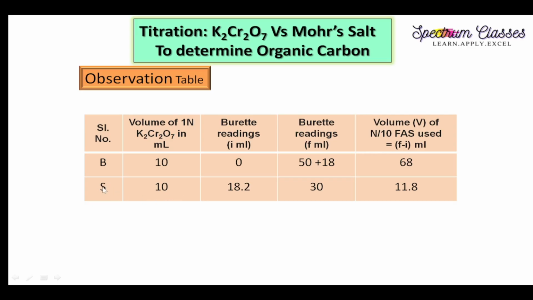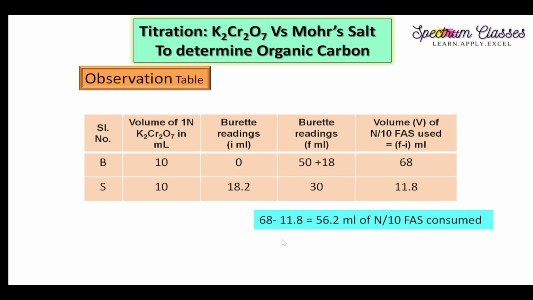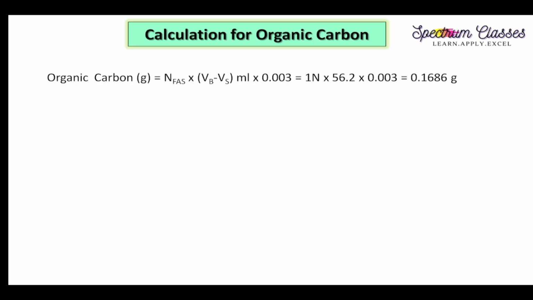Here for this sample, 10 ml of K2Cr2O7 is added, and this much amount of ferrous ammonium sulfate is required. Just going to get the difference. So this much amount is consumed, and this directly relates to the carbon available in the sample. Now the calculation part. Organic carbon can be calculated in grams by using this formula: normality of FAS, that is 1/10 or 0.1 normal, times V blank minus V sample, times the conversion factor. So here we have this much grams of organic carbon.